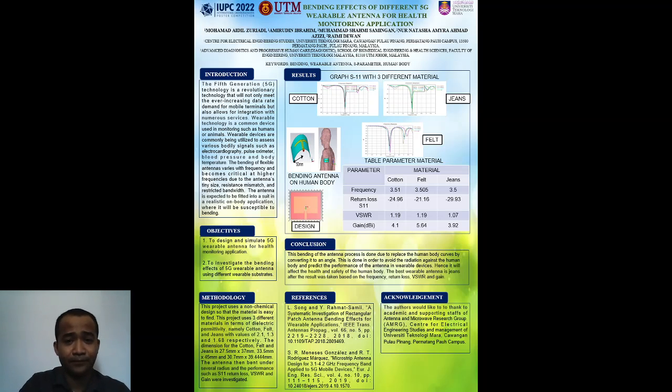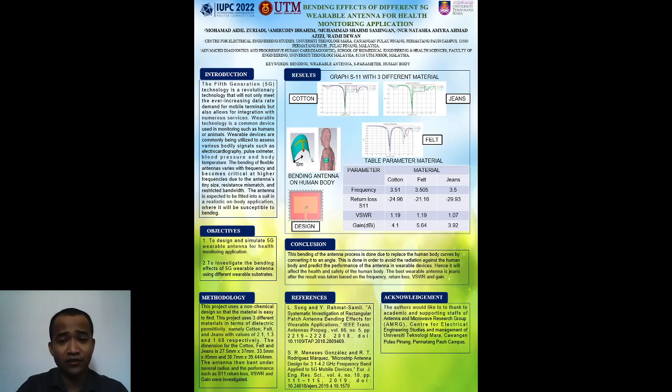For the table of parameters by material, we can see the parameters that are measured: frequency, return loss, S parameter, VSWR, and gain. For the three different materials we have chosen, the best one is jeans because the frequency that has been measured is 3.5 GHz, exactly the value of the lower band frequency of 5G, which is 3.5 or so.